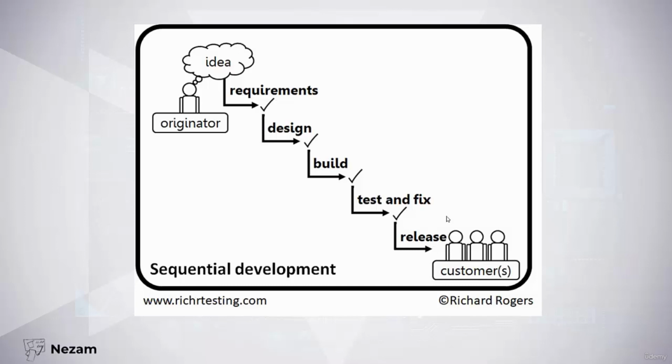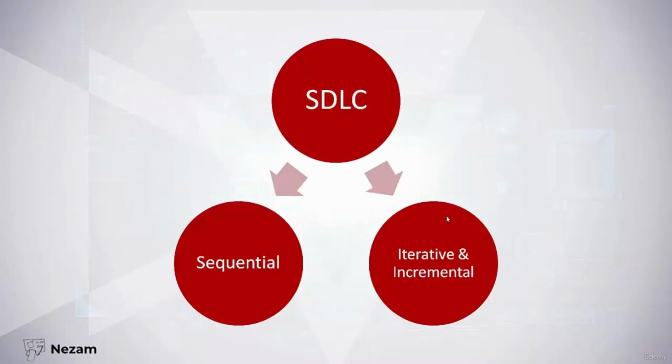We don't begin any step until we finish the step before it. We must finish all the requirements, we must write them all in order to begin the design. Once we finish the design, we begin writing our code. Once we finish writing our code, we begin testing, fixing, and then releasing the software. But this is not the only way to deliver the software. We have two types of software development life cycles. The first is the sequential, which we talked about, and the second is the iterative and incremental model.